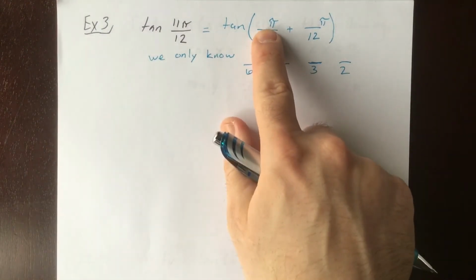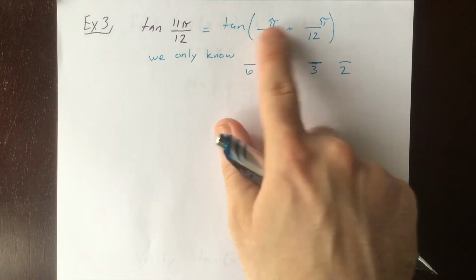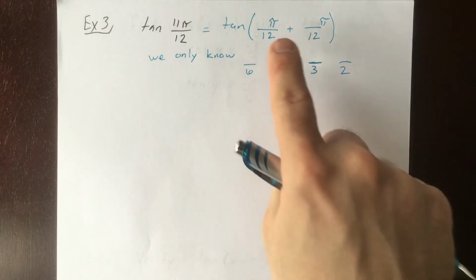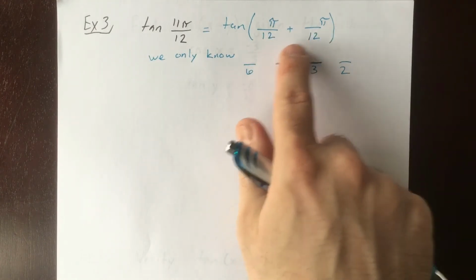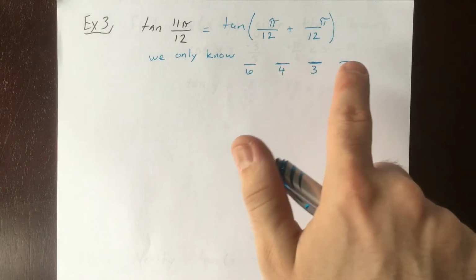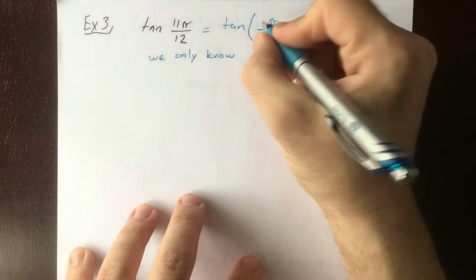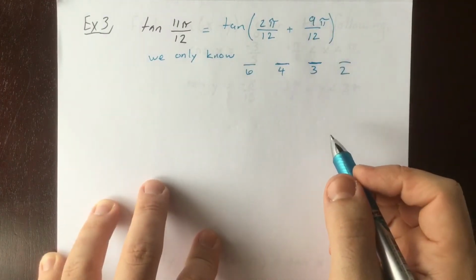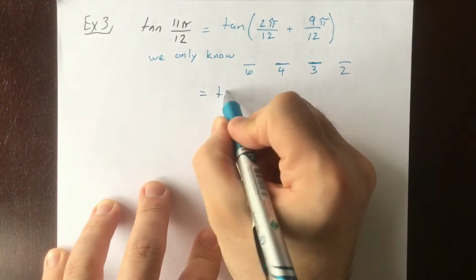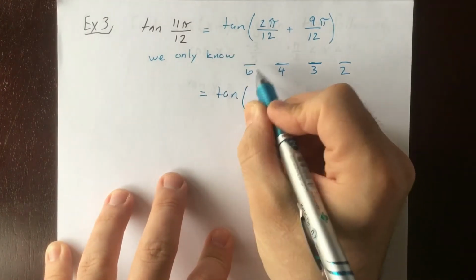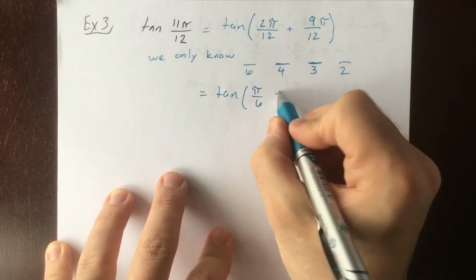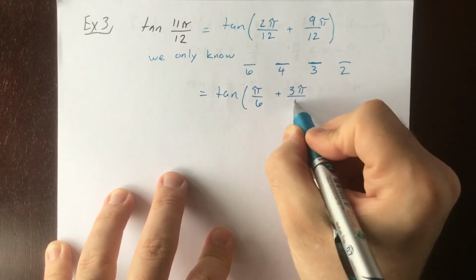So if I did 1 and 10, 1/12, I'm not going to be able to work with. So 2 and 9, I think that's what we're going to go with. So we have 2/12 and 9/12. So it would be tangent then of, simplifying, pi over 6, and simplifying, that would be 3 pi over 4.